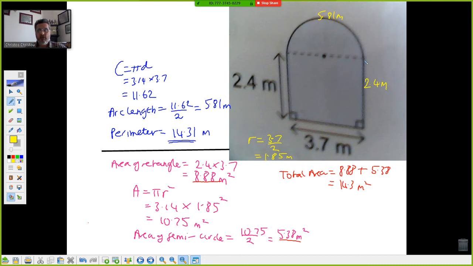Area, quite straightforward. The rectangle is just that times that. So that's, get that out of the way. Whole circle pi r squared, and the radius of course is half of this 3.7, which I've calculated right there as 1.85. So pi r squared, there it is. Don't forget to divide by 2 because it's only a semicircle. And now you're free to add the 8.88 for the rectangle, the 5.38 for the semicircle, and get your final answer right there. Okay. Again, this is in your book somewhere.